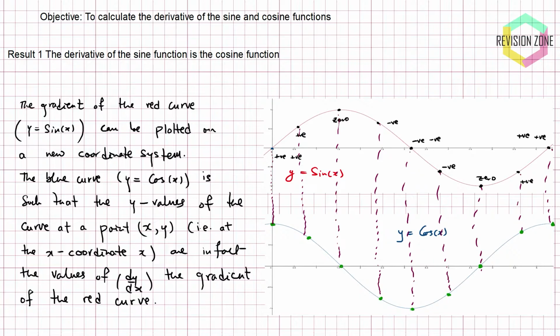The only thing I really need to add is that the graphs have been drawn in radians, right? So in other words, the x-axis is using radians and not degrees.